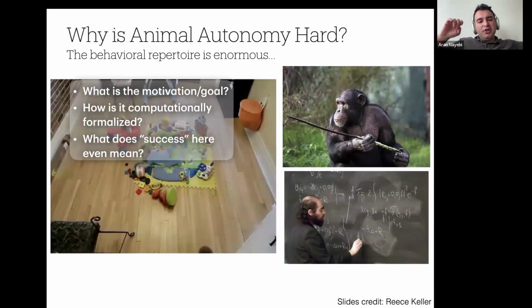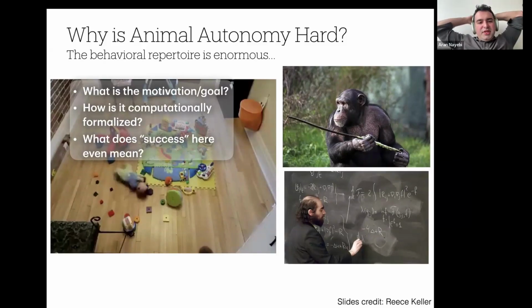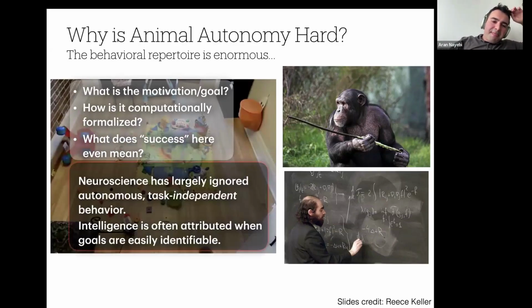And so going back to this picture I showed you in the beginning, with the baby, we don't really know. One of the reasons autonomy is hard is we don't know what the goal is or how it's computationally formalized. We don't know what success means, right? There's no direct thing that it's optimizing here. It looks like it's just kind of randomly playing.